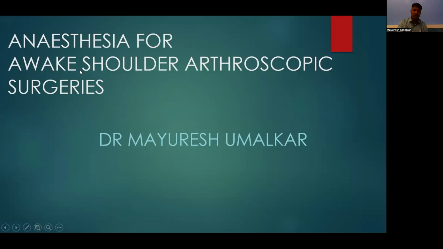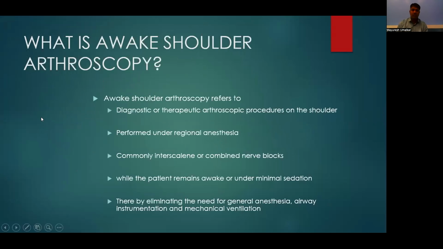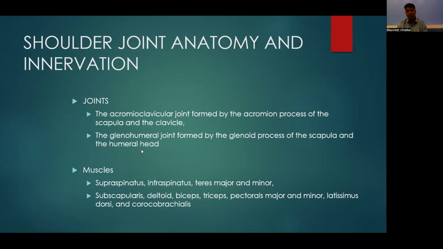Anesthesia for awake shoulder arthroscopic surgeries. Now, what is awake shoulder arthroscopy? Awake shoulder arthroscopy refers to a diagnostic or therapeutic arthroscopic procedure on the shoulder performed under regional anesthesia, commonly interscalene or combined nerve blocks, while the patient remains awake or under minimal sedation, thereby eliminating the need for general anesthesia, airway instrumentation, and mechanical ventilation. Now, coming forward, shoulder joint anatomy and innervation.